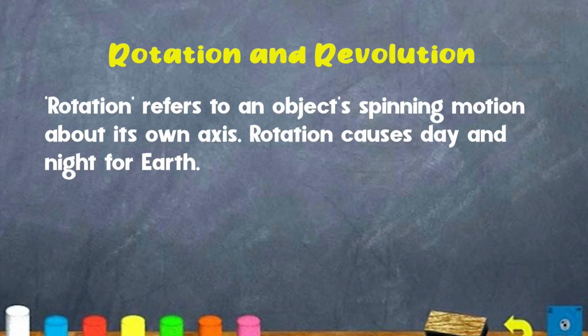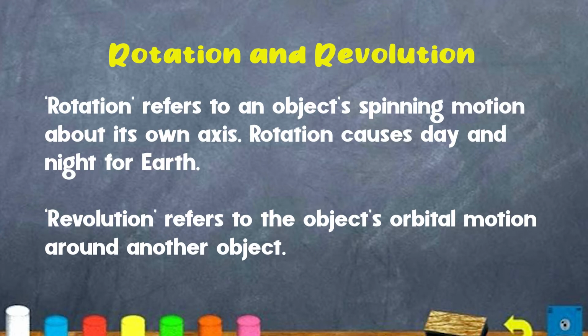Now, let us talk a little bit, boys and girls, about rotation and revolution. Rotation refers to an object's spinning motion on its own axis. Rotation causes day and night for Earth. Revolution, however, refers to the object's orbital motion around another object. As we know, one revolution will give us 1 year.